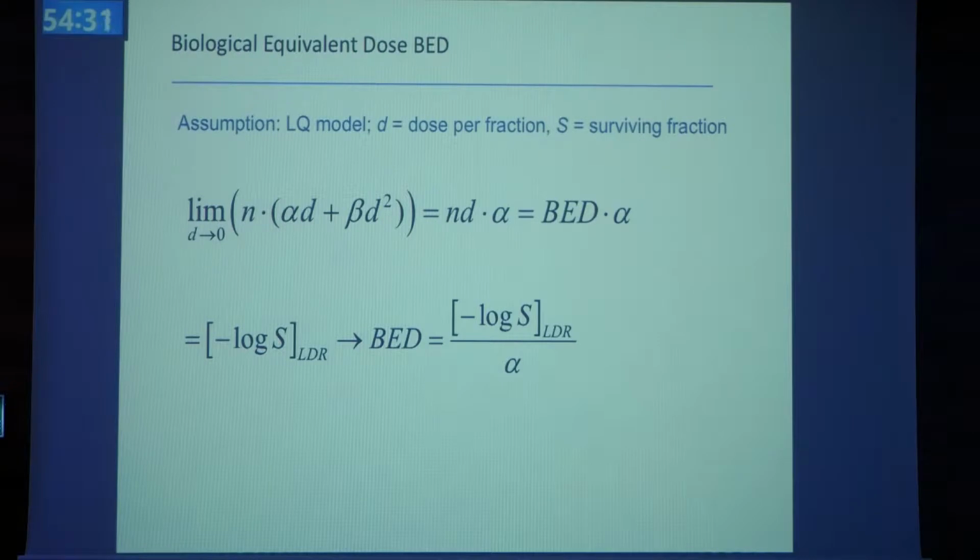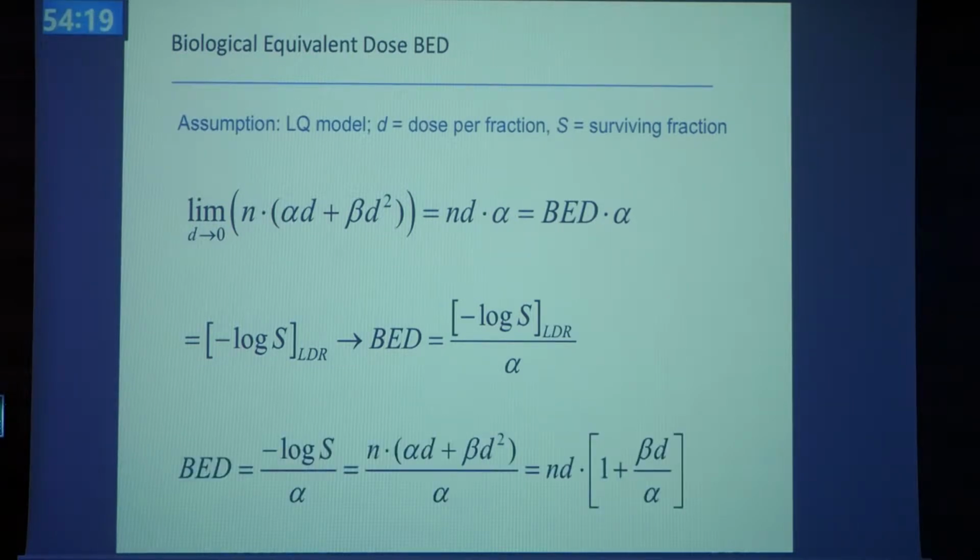Now you can compare that to another fractionation scheme. So you can go to another dose per fraction, and assuming that you want to have the same biological effect. So in this case, you have to take the linear quadratic law, and you will end up in the well-known formula, which is often used for calculating the biological equivalent dose.